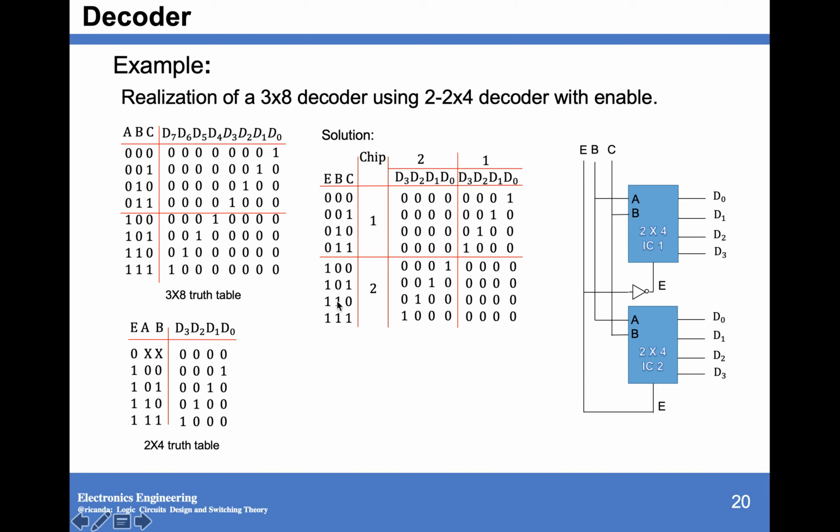If your enable is equivalent to 1, your decoder 2, or your IC number 2, this one, will function as a decoder because it is equal to 1. Then this output will determine what is your input combination. But your IC number 1, since it is equal to 1, using an inverter, then it is equal to 0. Output for this one are all 0. So this is your 3 by 8 decoder using 2 by 4 decoder with enable.